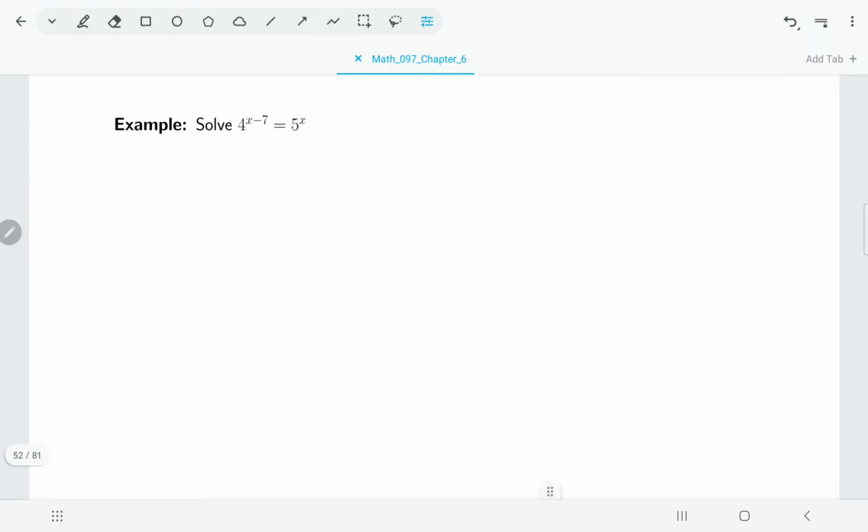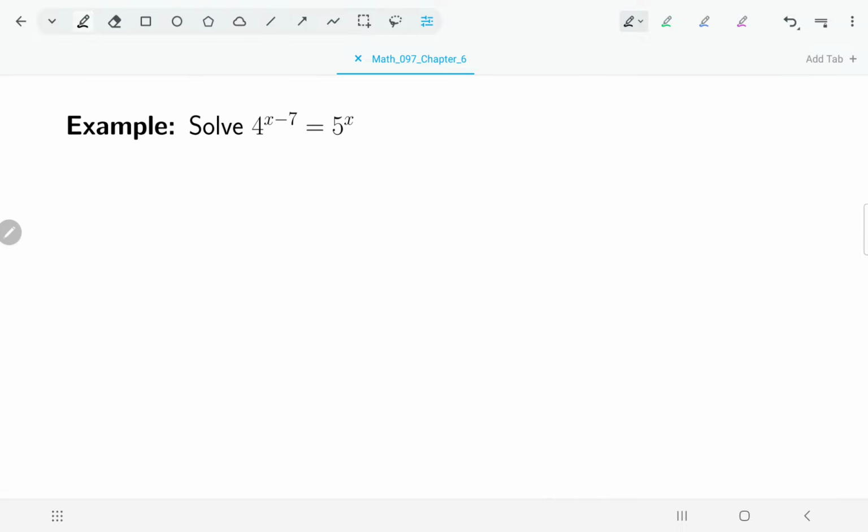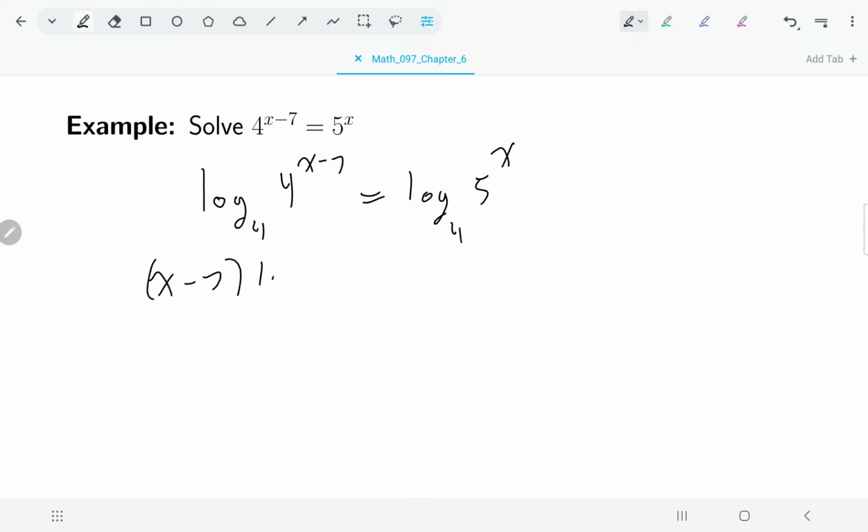But I might instead decide to say, if I'm not looking to find a decimal answer for this, if I just want the exact solution, what I might choose is log base 4 or log base 5. And I'm going to use log base 4. I'll take log base 4 of both sides. And same as before, powers will come down in front.